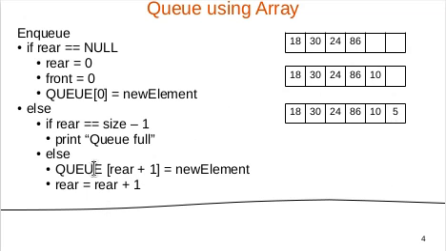After that, when we again want to insert, the rear will be 5, that means size minus 1. So it will print queue full, and we cannot insert anything more. So this is the way of insertion we can do using array in the queue.